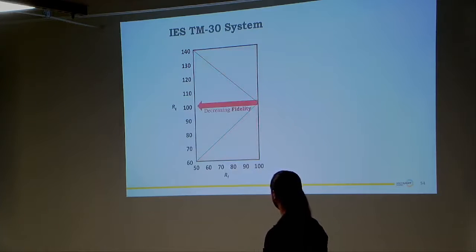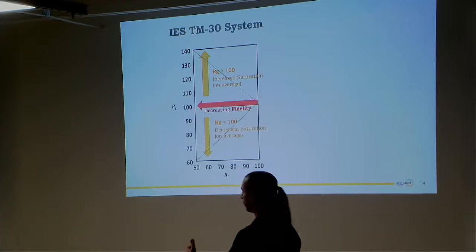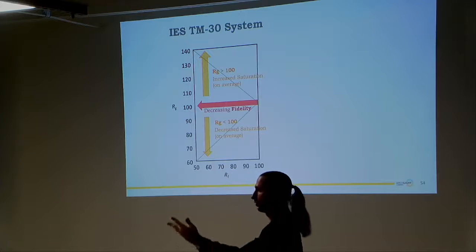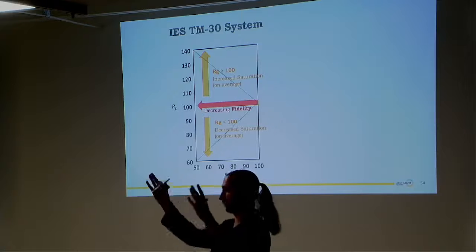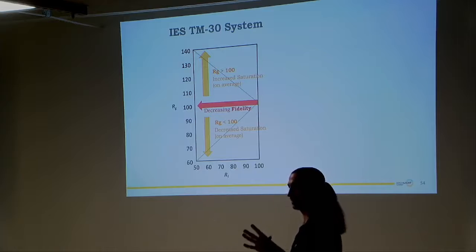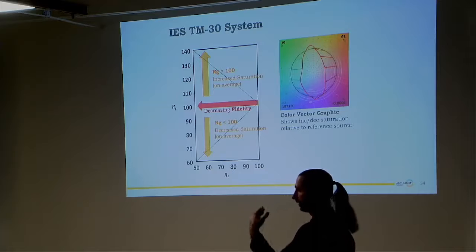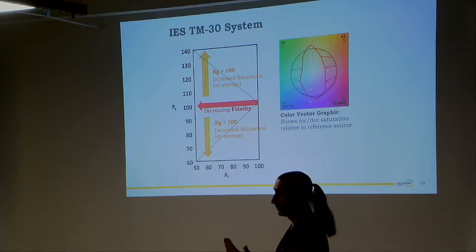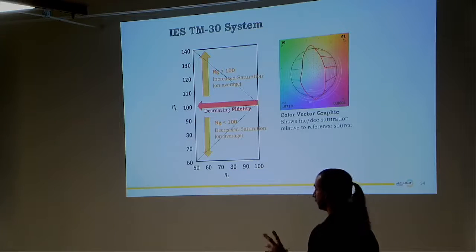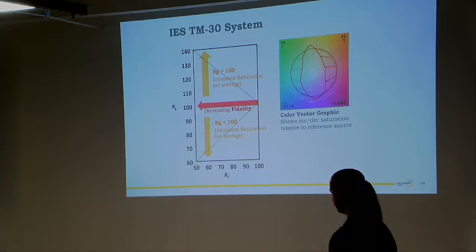So as fidelity decreases, the range of RG increases, the gamut area, where greater than 100 is an on average increase in saturation, and less than 100 is on average decreasing in saturation. That's because of the expansion and compression of the gamut area in color space. Does that make sense? And then lastly, we have the color vector graphic, which exists at any point in there, because RF and RG are average metrics, and the Chroma Shift measures are exact, right? RF and RG can't tell us about specific colors. The color vector graphic can tell us exactly what's happening to specific colors.